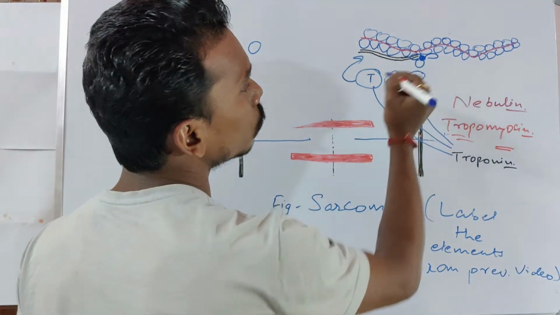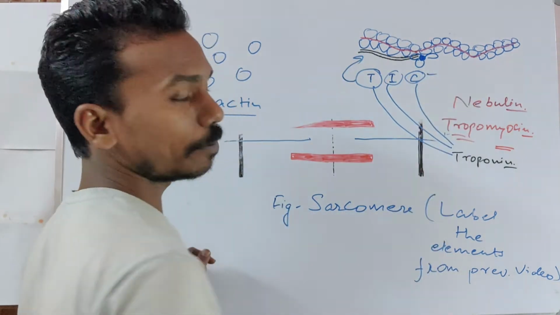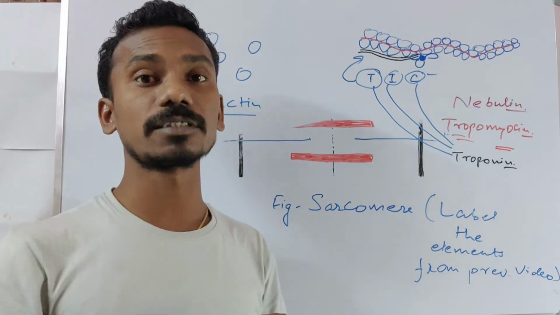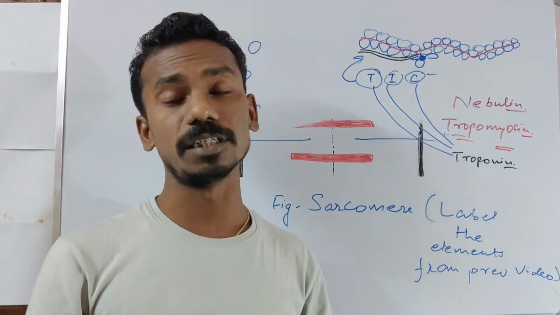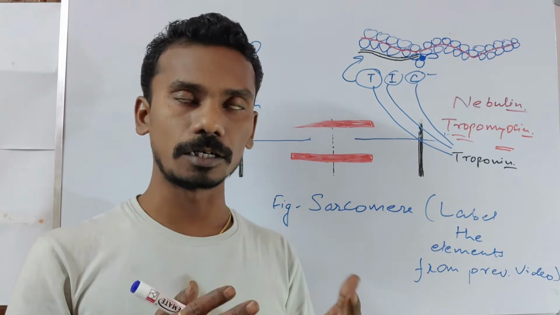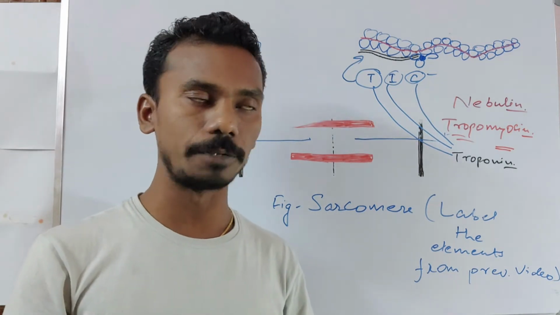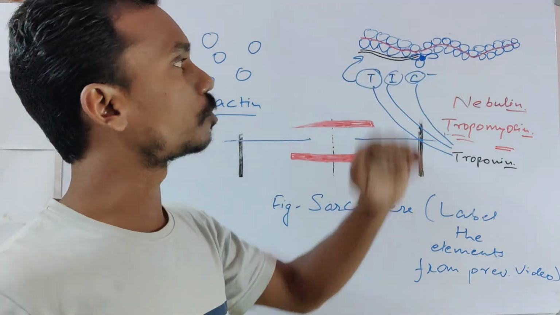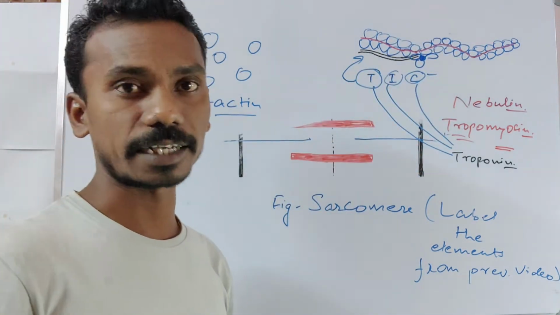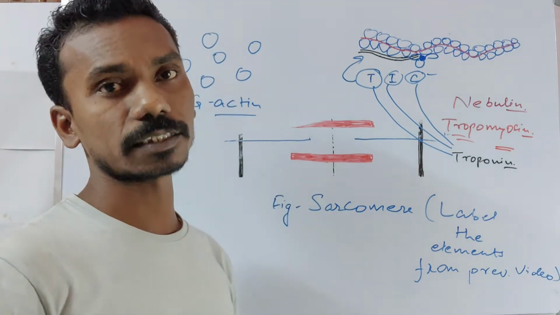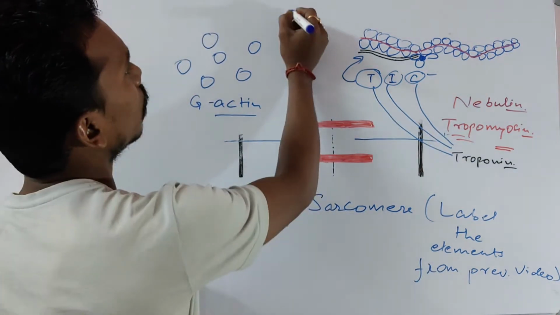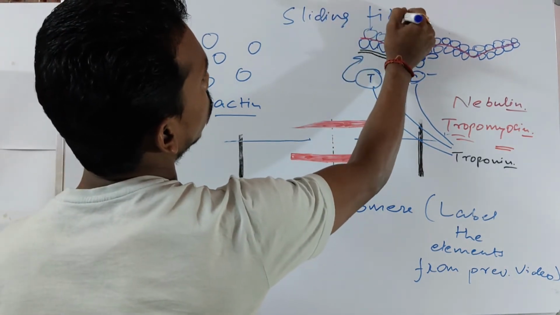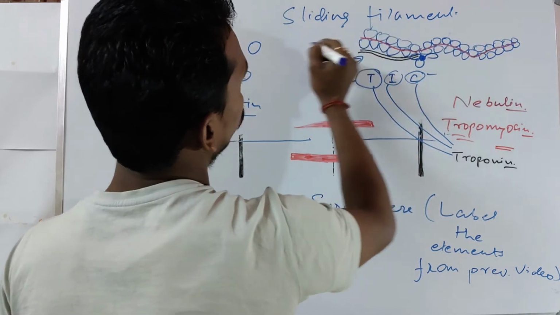And then coming to troponin C, this troponin C binds with calcium ions in our muscle fibers, which have been supplied from the sarcoplasmic reticulum, and a conformational change will occur in the troponin and muscle contraction will happen. This will be discussed in the sliding filament theory class.